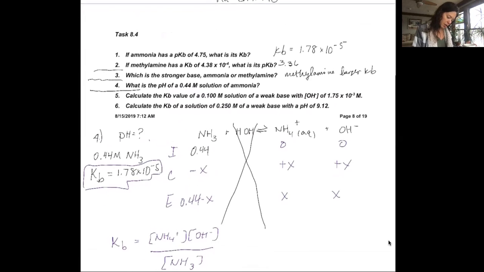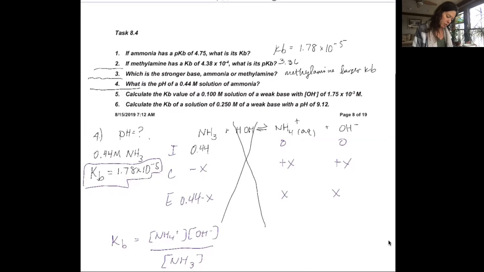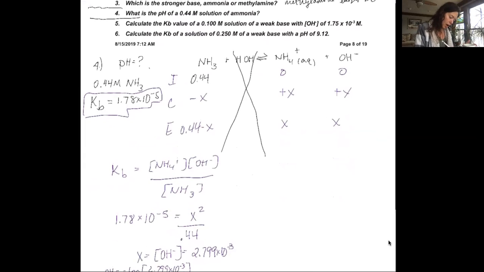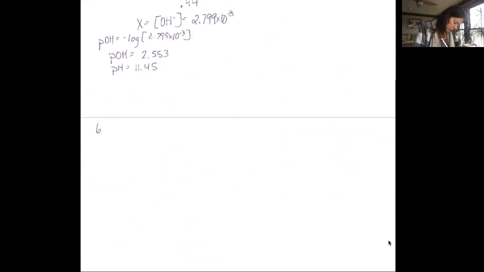All right, let's continue on. 5, calculate the Kb of a 0.10 molar solution of a weak base with hydroxide. I would rather go ahead and do number 6 and be done with it. Number 6, I can figure out what we have here. It says Kb equals question mark. We have a 0.250 molar weak base. This is turning into a long video, isn't it? It's a very important topic in this whole AP Chem universe.